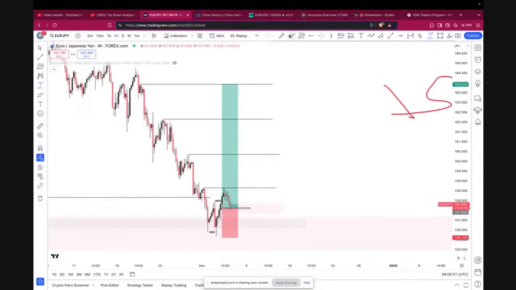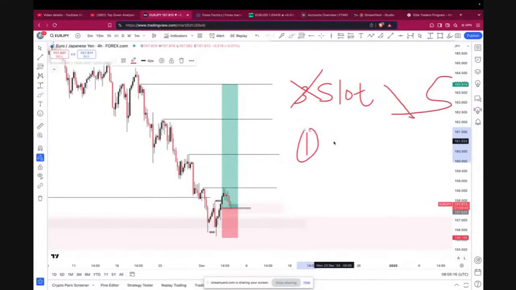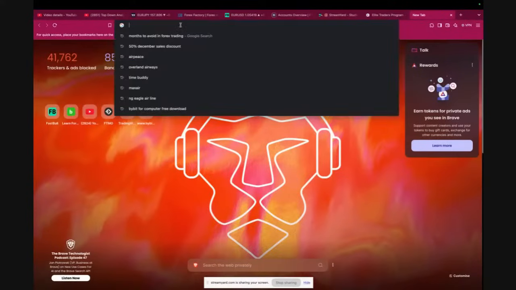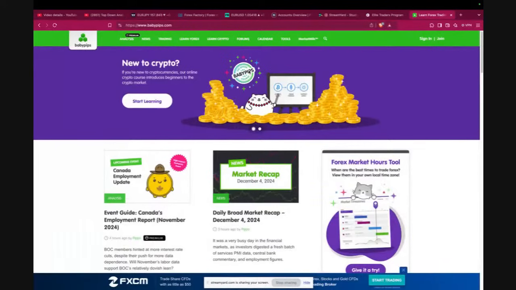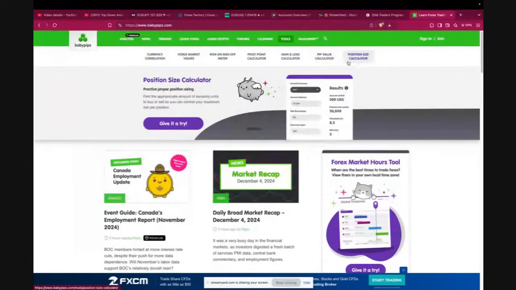Now, if you are to take your trade initially with 3 standard lots, because of this big stop loss, I want you to slash it to maybe 1 standard lot or a maximum of 1.5. Or you can use babypips.com to calculate your position size based on what you have. Come to babypips.com, come to tools. You can see the position size calculator here.